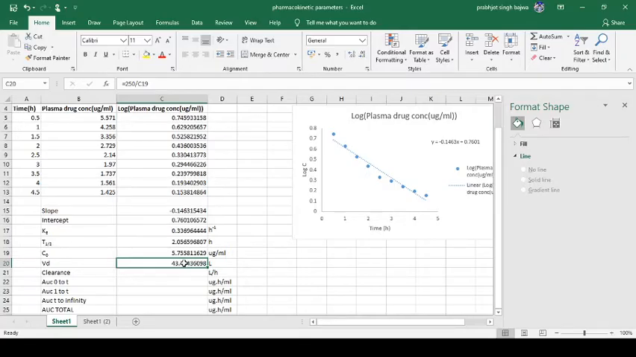There is one thing: the dose is in mg, but we have to convert it into microgram. So we will multiply mg with 1000.